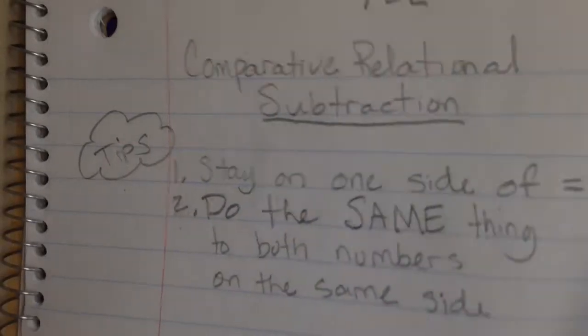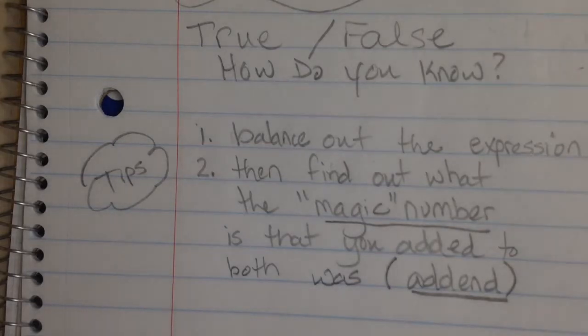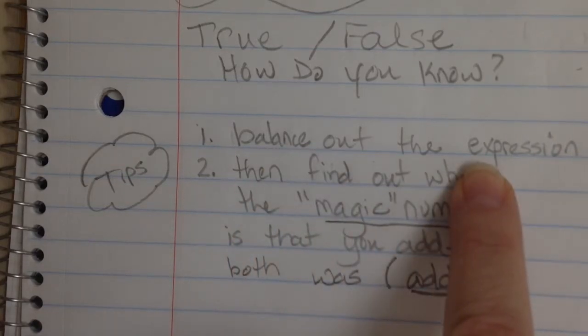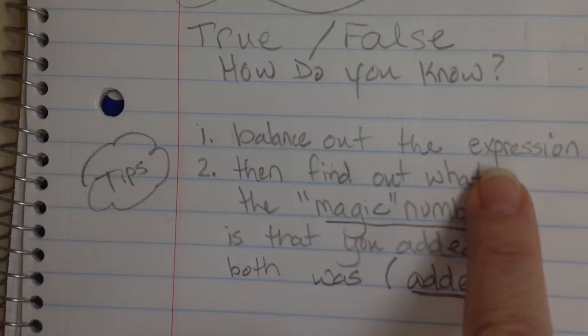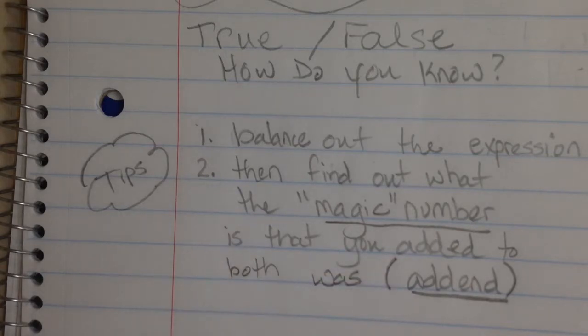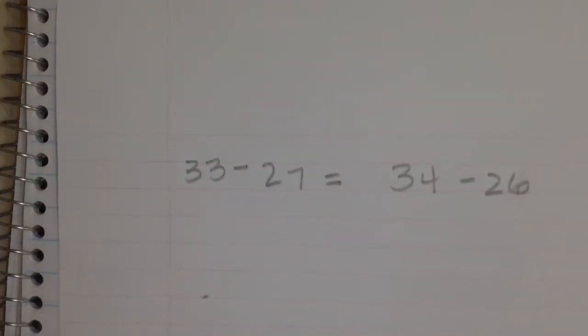Now, sometimes you might be asked whether it is true or false, and then you might have to explain how you know that. In this case, you'd have to balance out the expression that they give you, then find out if it is true or false. First of all, look at your work and find out what the magic number was that you added to both of the numbers on one side. That's the addend. Okay, the number you added is the addend. So here's an example.